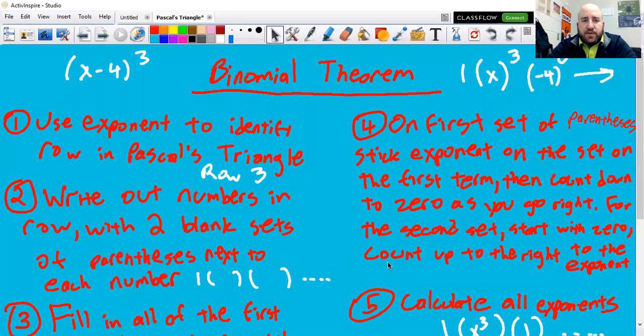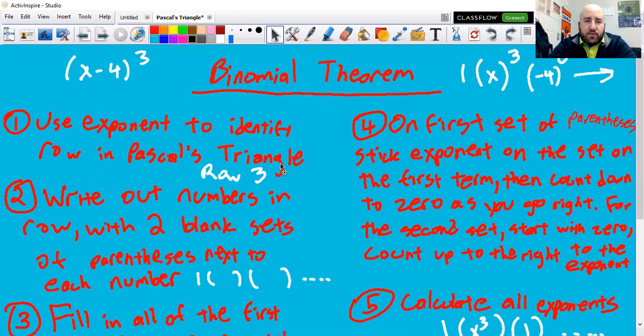I want you to be able to use the steps for your first few problems as you're starting to do this, but you need to get away from trying to memorize the steps into actually knowing what you're doing. So instead of saying, okay, I got to expand x minus 4 to the 3 power. What's the first step? Use exponent to identify row in Pascal's triangle.